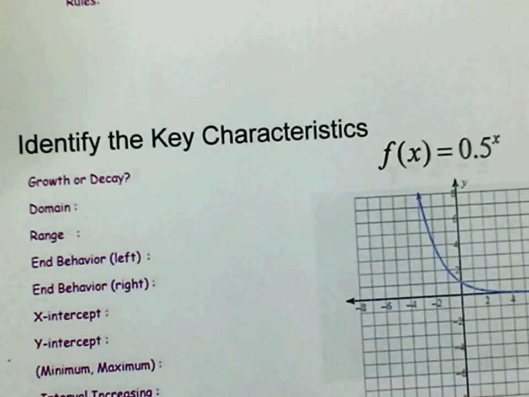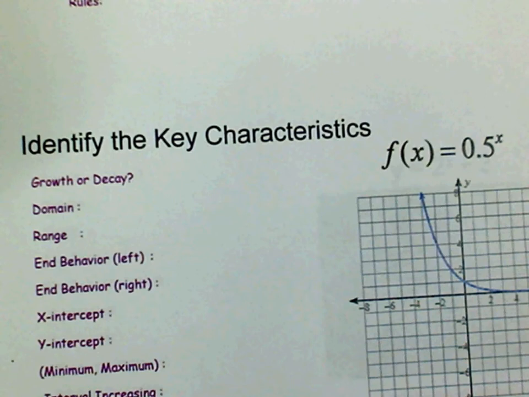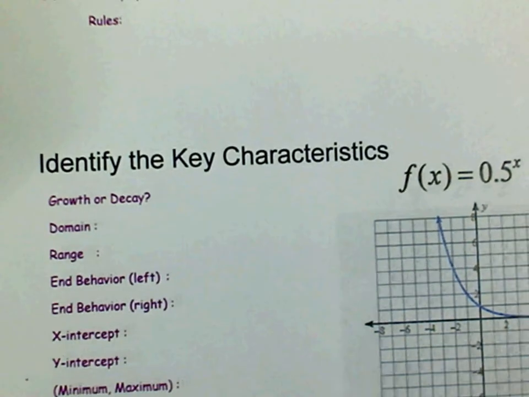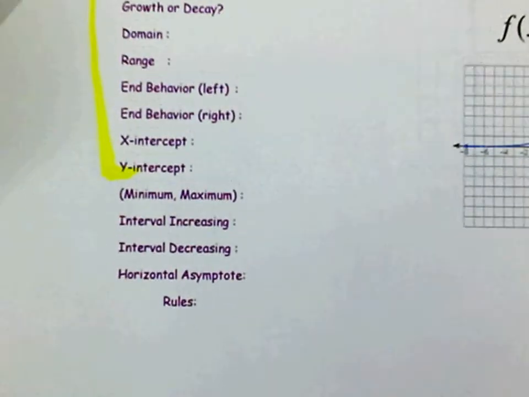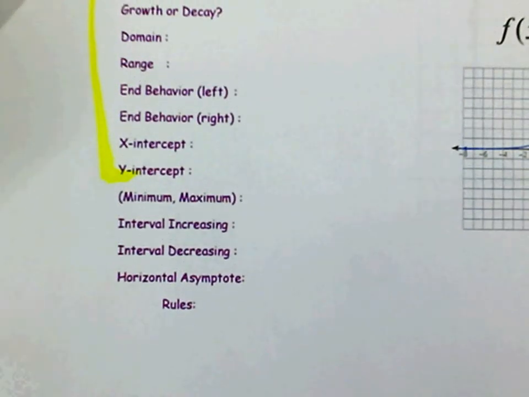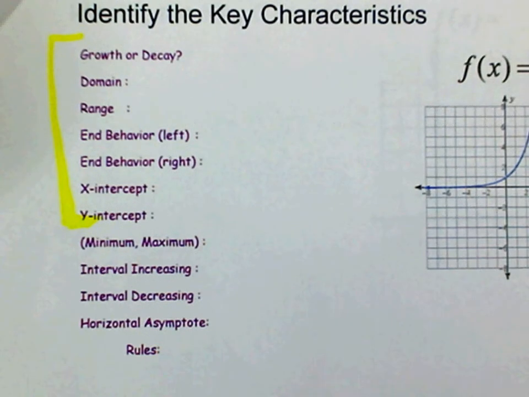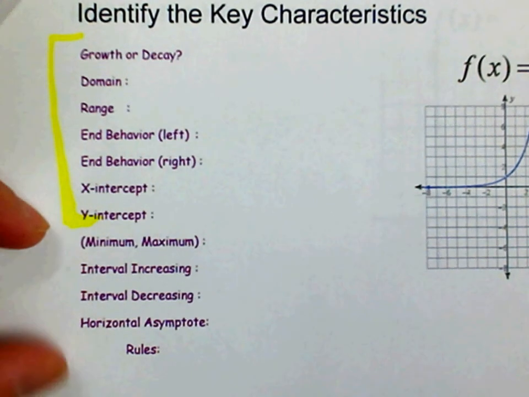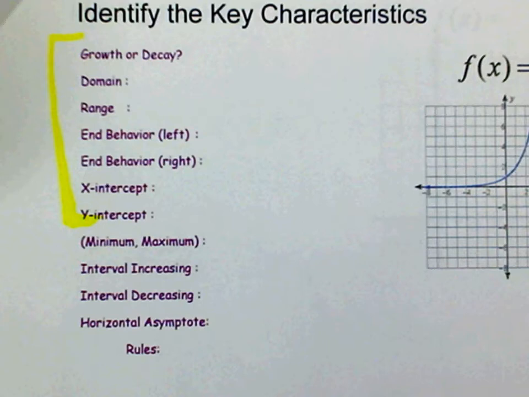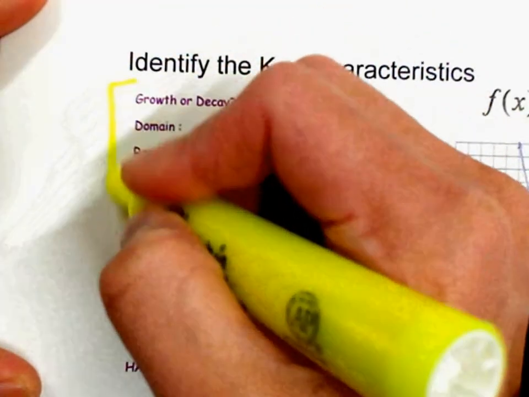And the first thing we are going to cover is this part right here. We're going to talk about the minimum, maximum, and all that later. But right now, I want you to go from here to right here. So we are going to cover your growth and decay, your domain, your range, your end behavior, left and right, your x-intercept, and your y-intercept. That is all I want you to focus on for part A. For part B, I will come back to part B video and do that part. So for right now, we are just going to cover growth or decay to the y-intercept, okay?